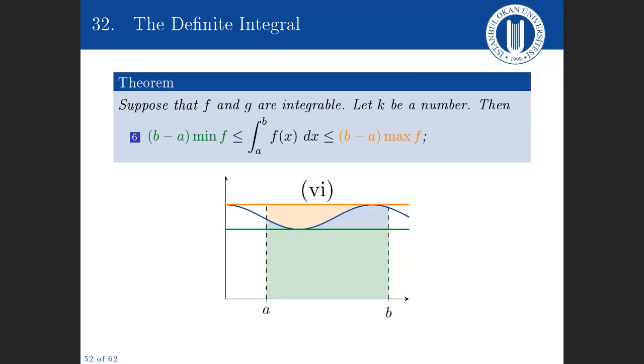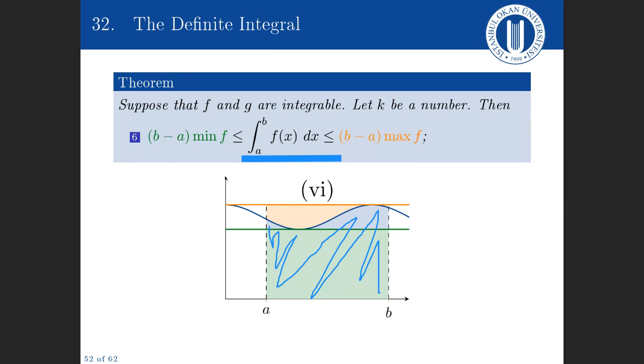(b minus a) times the minimum of f is less than or equal to the integral of f from a to b, which is less than or equal to (b minus a) times the maximum of f. Okay, so the integral of f from a to b is this blue area, and it's all of this blue area. And this theorem is saying the blue area is bigger than the green area. Well, yes, we can see that from the picture.